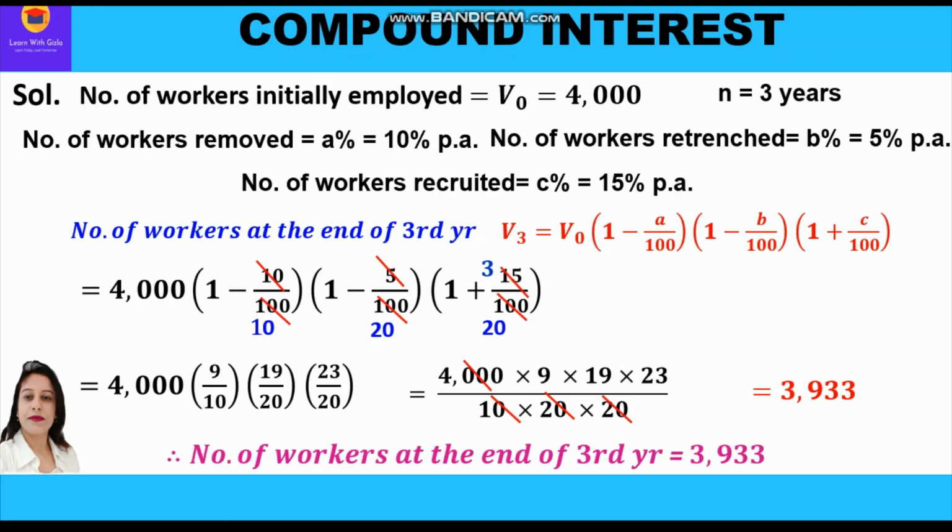So we can say the final answer, the final number of workers at the end of third year which the builder has is 3,933.